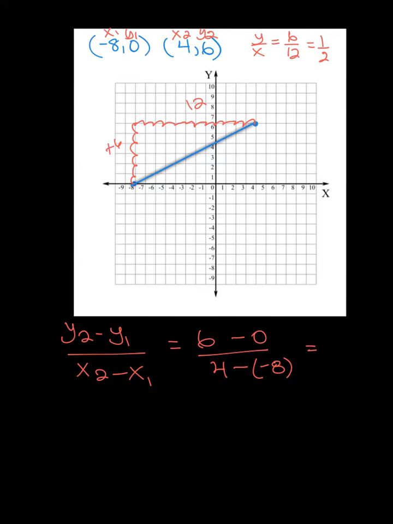So 6 minus 0 is going to give us 6. 4 minus -8 changes into a plus. So we have 4 plus 8, and 4 plus 8 is going to give us 12. So we get 6/12, which simplifies to 1/2.